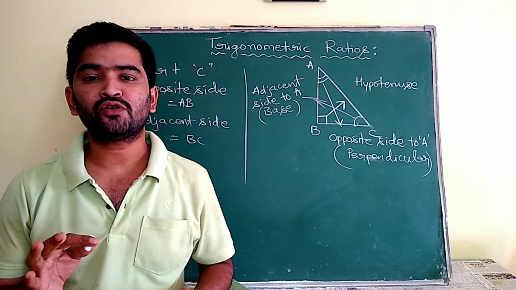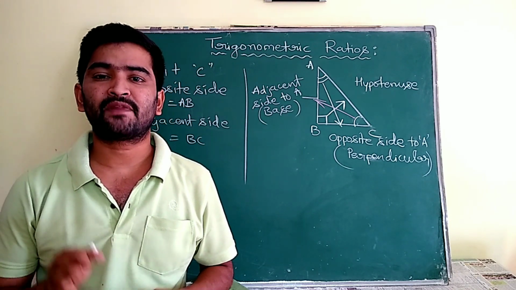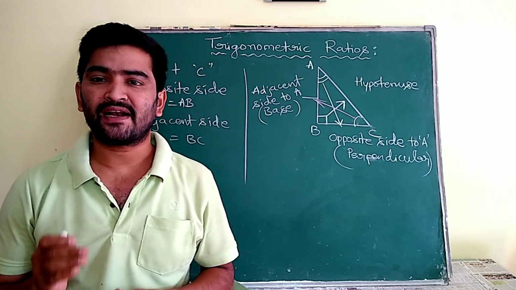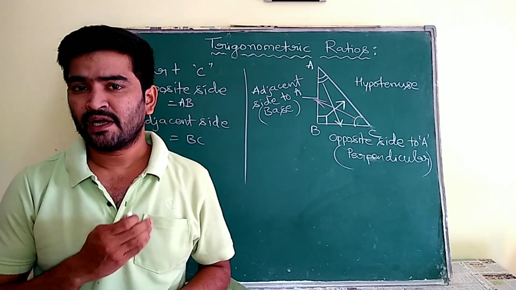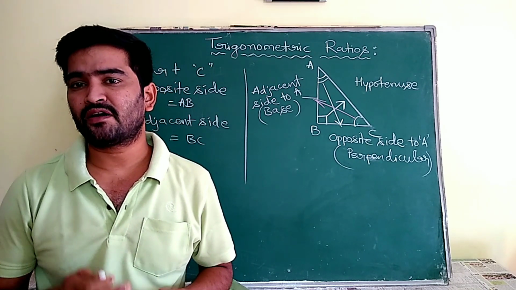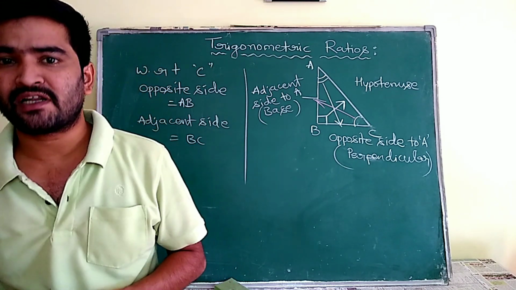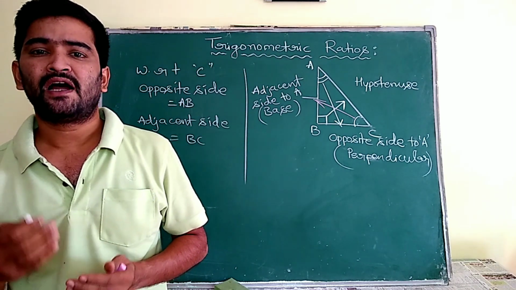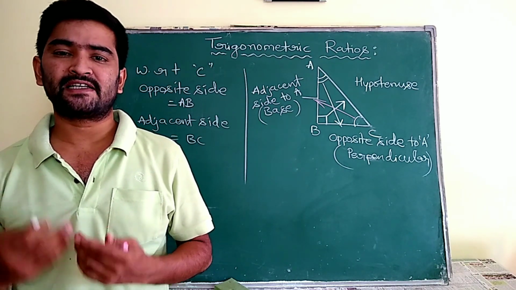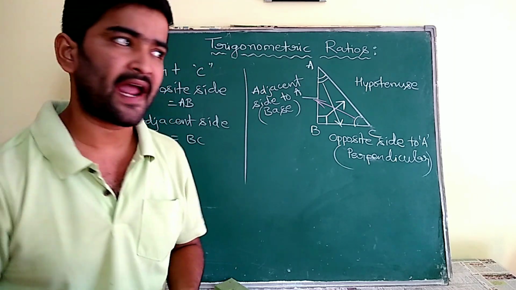We have to know how to name the different sides of a right angle triangle. We give you one example here, and you have to name the sides yourself: what are the opposite side, the adjacent side and the hypotenuse with respect to the corresponding angle.